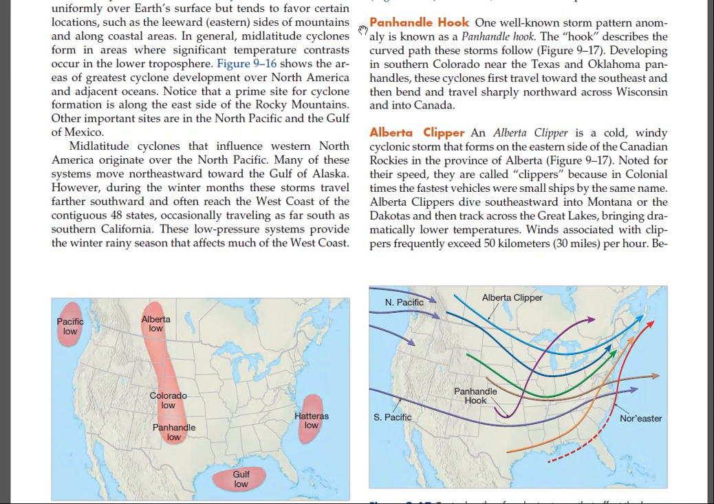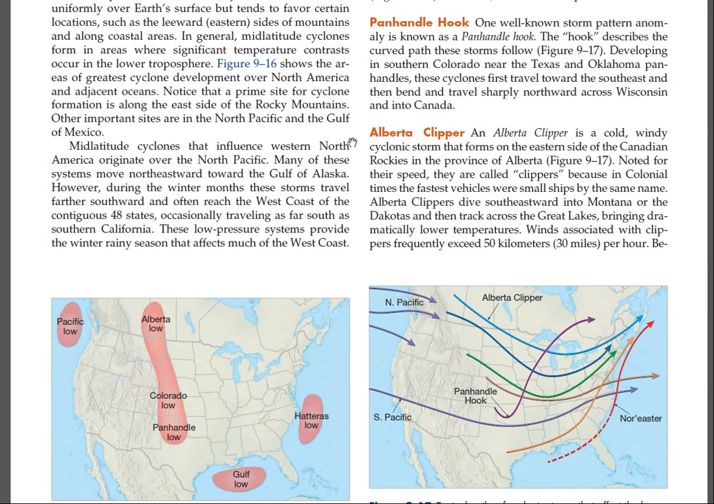Panhandle hook. One well-known storm pattern anomaly is known as a panhandle hook. The hook describes the curved path these storms follow, Figure 9.17. Developing in southern Colorado near the Texas and Oklahoma panhandles, these cyclones first travel toward the southeast and then bend and travel sharply northward across Wisconsin and into Canada.